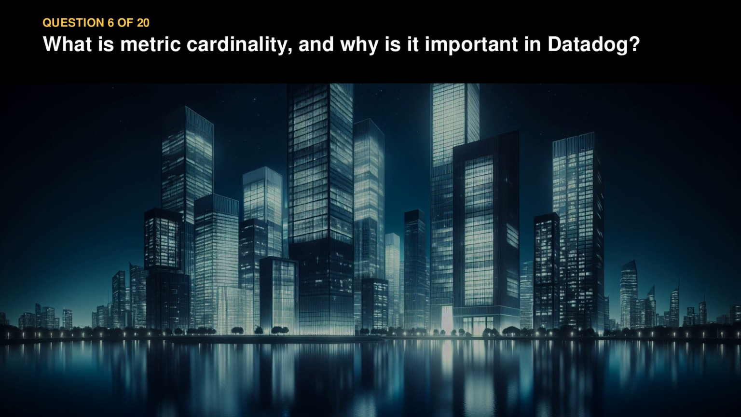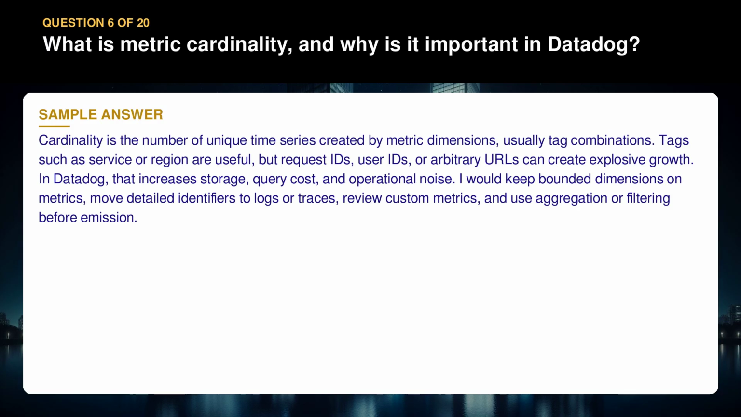Question 6. What is metric cardinality, and why is it important in Datadog? Cardinality is the number of unique time series created by metric dimensions, usually tag combinations. Tags such as service or region are useful, but request IDs, user IDs, or arbitrary URLs can create explosive growth. In Datadog, that increases storage, query cost, and operational noise.